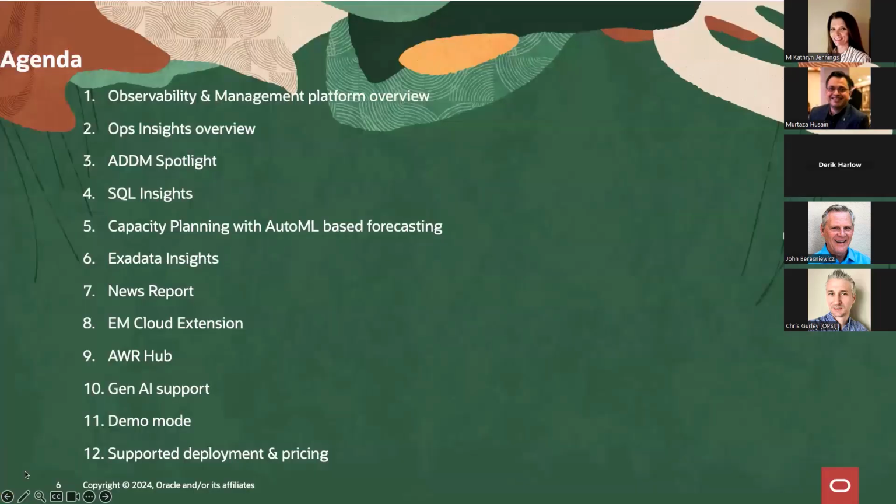It's a busy agenda today. We'll be talking, at a high level, about what the observability and management platform is, and from there we'll cover the nuts and bolts of the Ops Insight service. Then we'll quickly jump into some of the new features. Some of these you may have seen in the past, but we have added a few tweaks and enhancements to these existing features, so we'll be covering that in today's session.